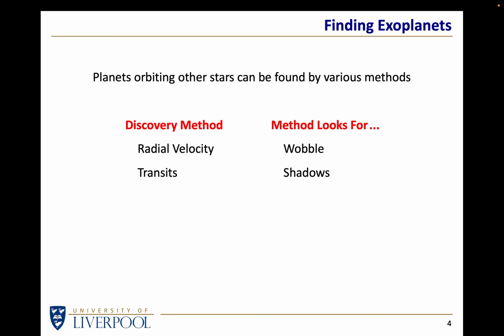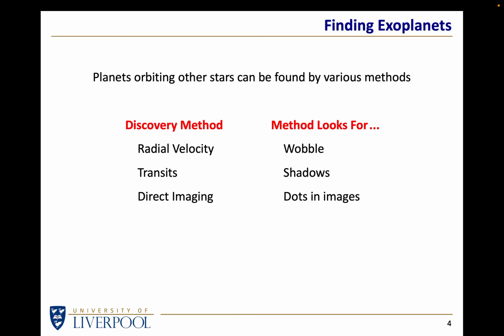A second method involves a planet that might happen to move in front of the disk of a star. Doesn't happen that often, won't happen if we're looking down, as it were, from above a solar system. But if we're looking at a solar system edge on, a planet might move in front of the disk of the star and reduce some of the starlight temporarily. So we're looking for shadows in the amount of light coming from a star.